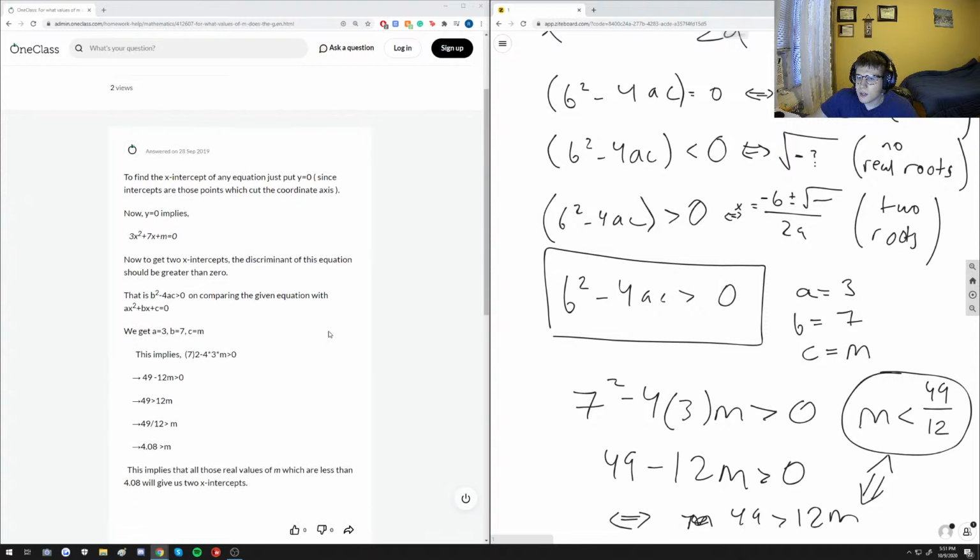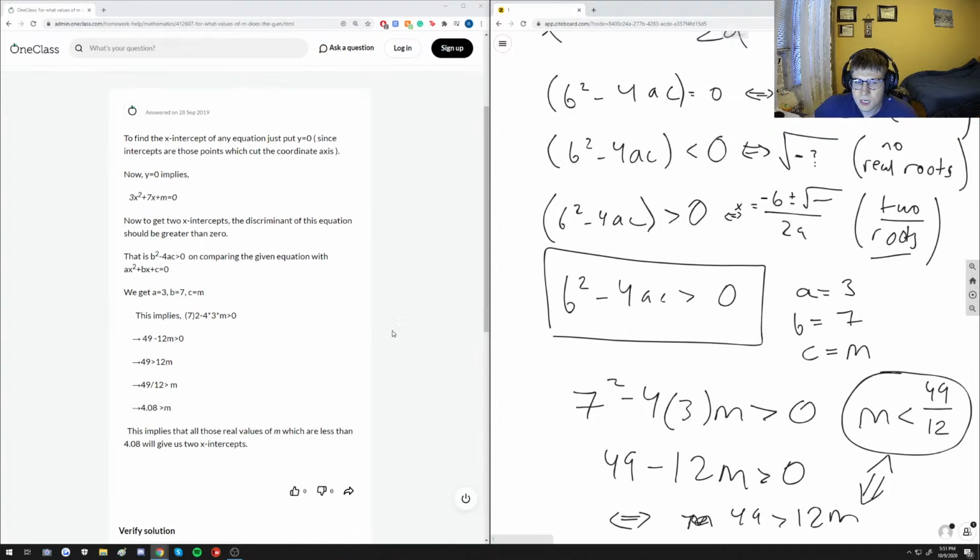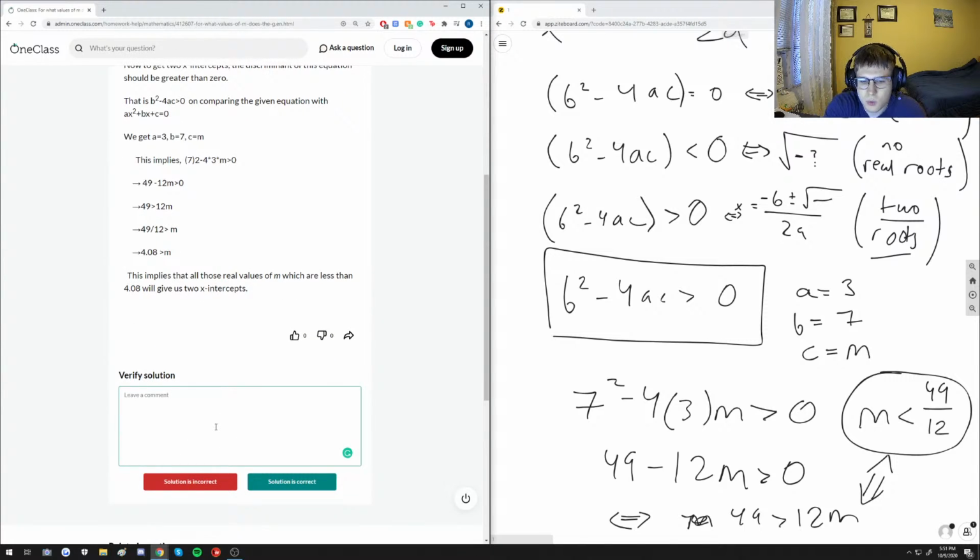So if m is less than 49 over 12, and this solution agrees here, we're going to get the case of 2 roots right here that we want. And that would be our answer, any m that is less than 49 over 12. So that means that this solution is correct. And good job. Okay. So I'm going to say it's correct.